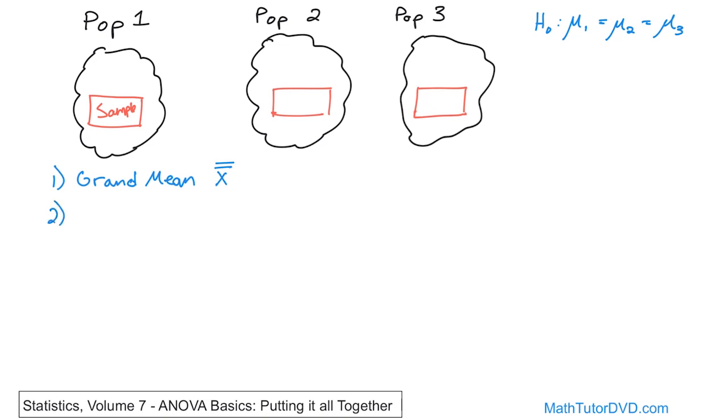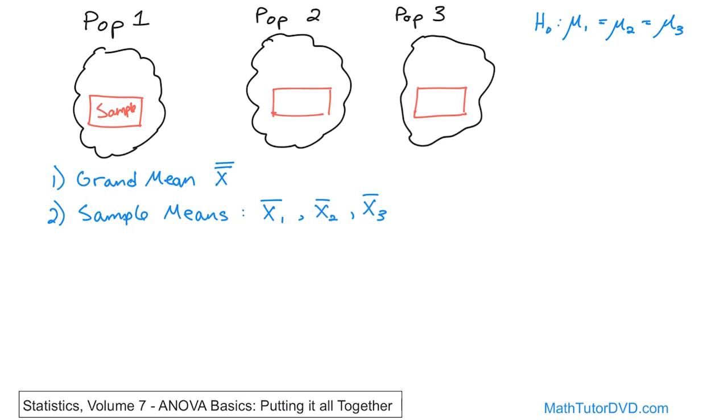The next thing you do is you find the sample means. And we denote those as x bar 1, x bar 2, x bar 3. And that is just the average of these samples, and then separately the average of these samples, and separately the average of these samples. So we get the grand mean, which is all of the guys averaged together, and the individual sample means.